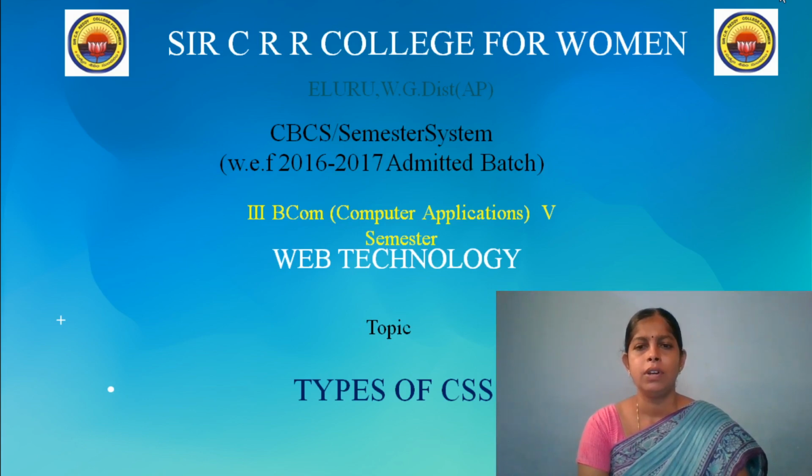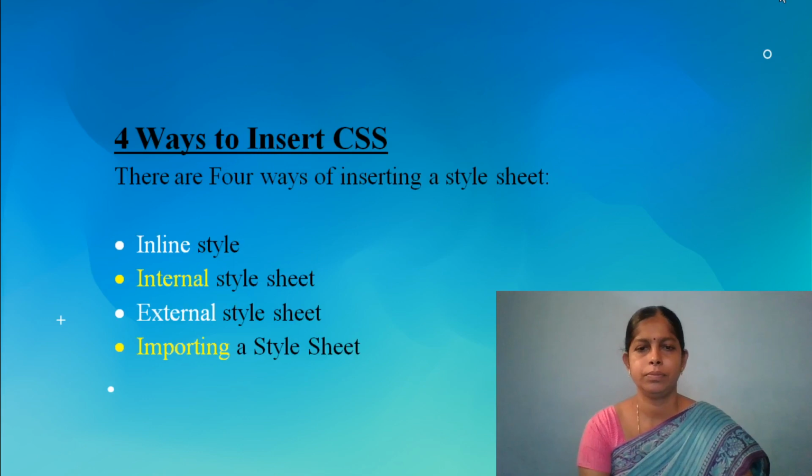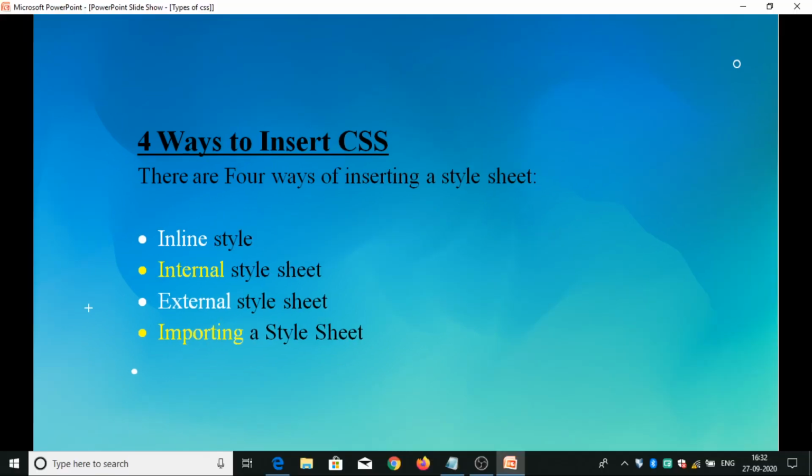Here we have different types of cascading style sheets like inline, internal, external. Mostly we use these cascading style sheets. Let's see the topic. These are the different ways that are used for inserting cascading style sheets. The four ways for inserting cascading style sheet are inline style, internal style, external style sheet, importing a style sheet.